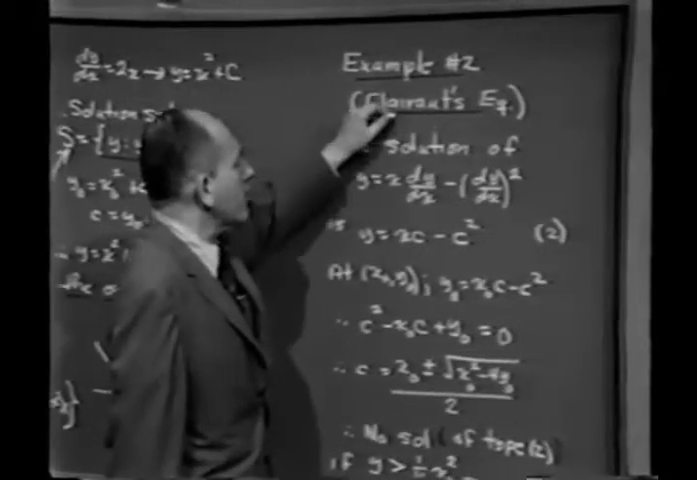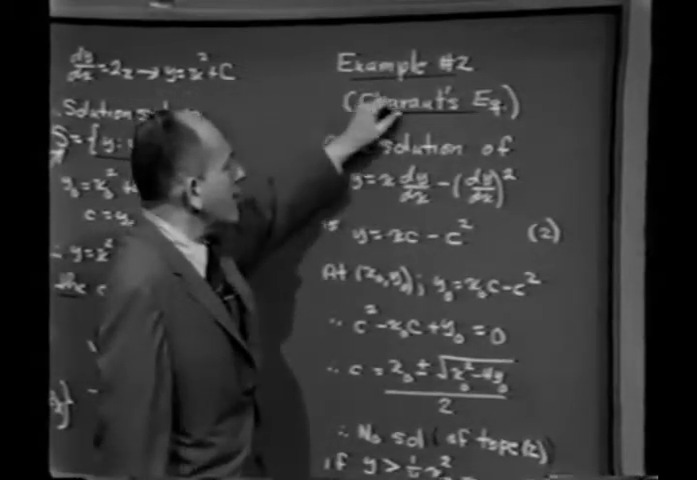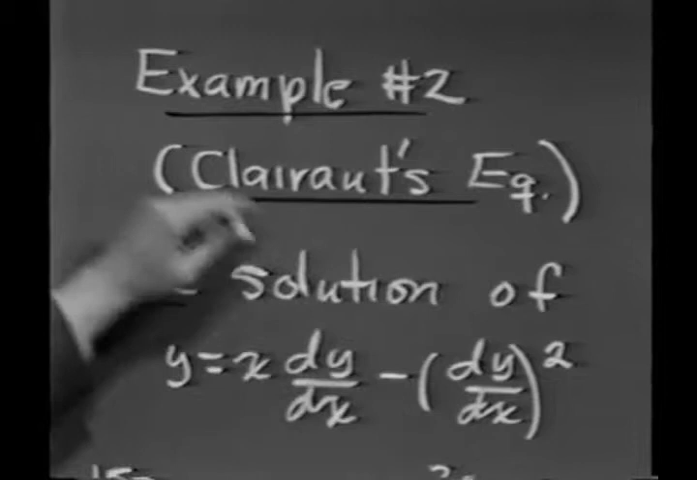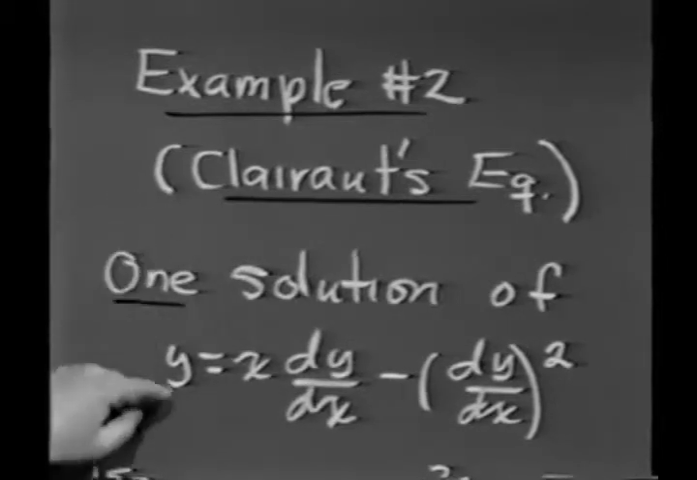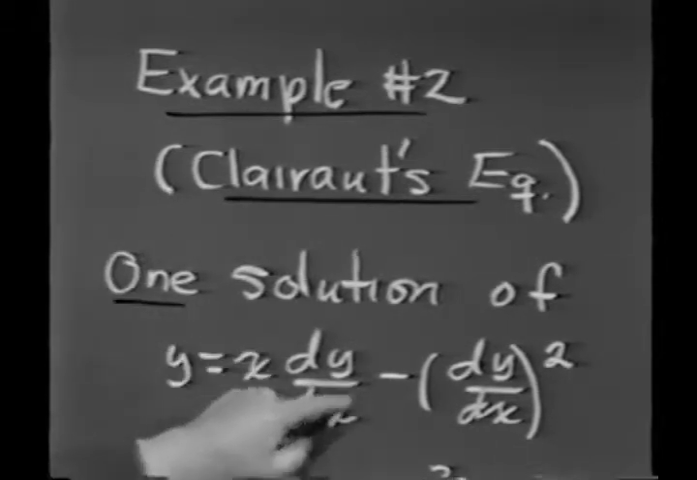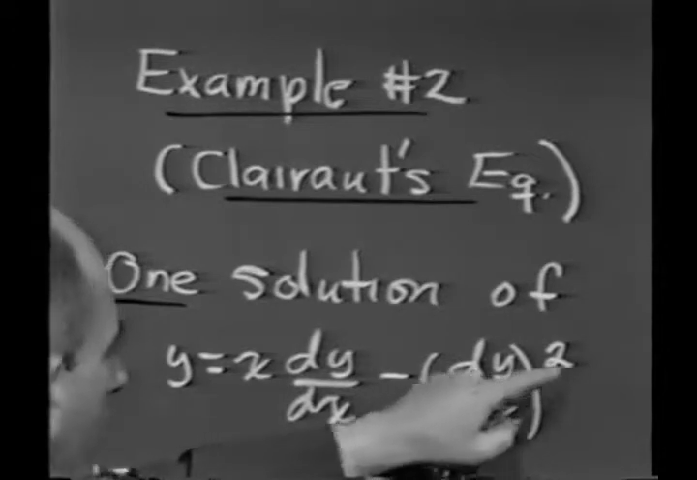By the way, this is a special equation I've picked. It's known as Clairaut's equation. And the equation is this: y equals x dy/dx minus (dy/dx) squared.